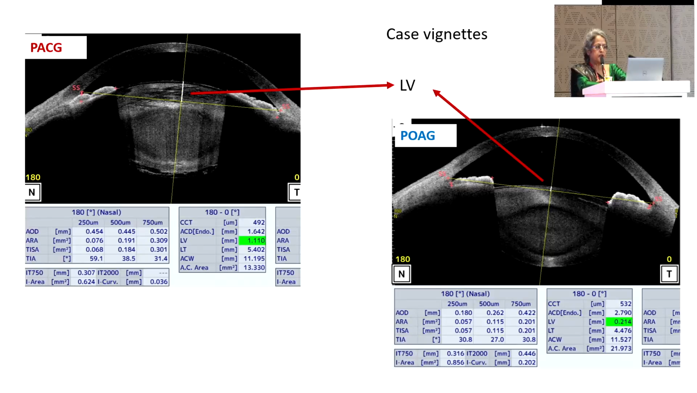Few of the case vignettes we can show you. This is the lens vault in angle closure glaucoma, and you can see the lens vault in POAG.